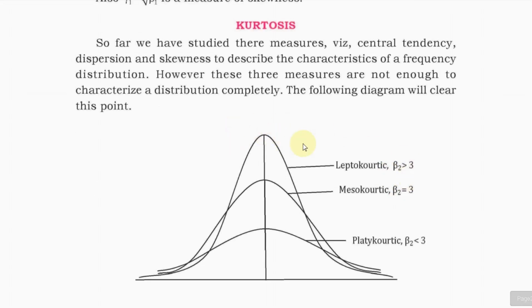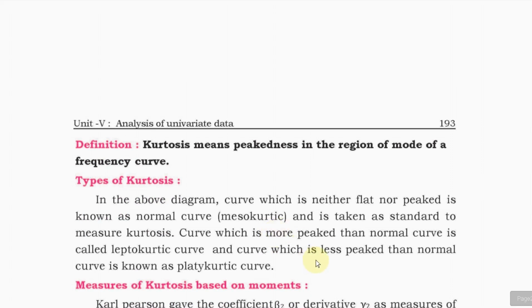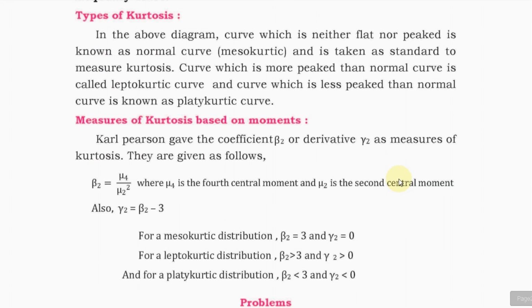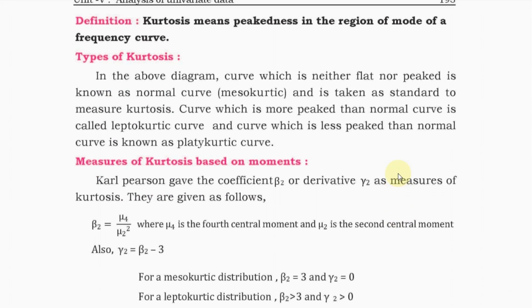The curve which is more peaked than the normal curve is called leptokurtic. So this one is leptokurtic, too peaked compared to the other two curves. The curve which is less peaked than the normal curve is known as a platykurtic curve. That is the first curve, which is too flat. So these are the three types of kurtosis: normal curve, that is mesocurtic; too peaked curve, that is leptokurtic; and too flat curve, that is platykurtic.